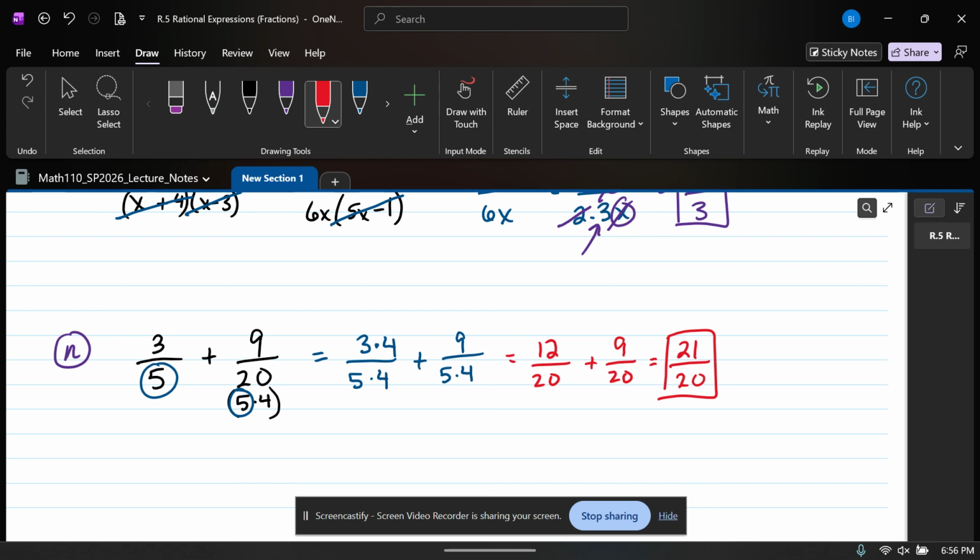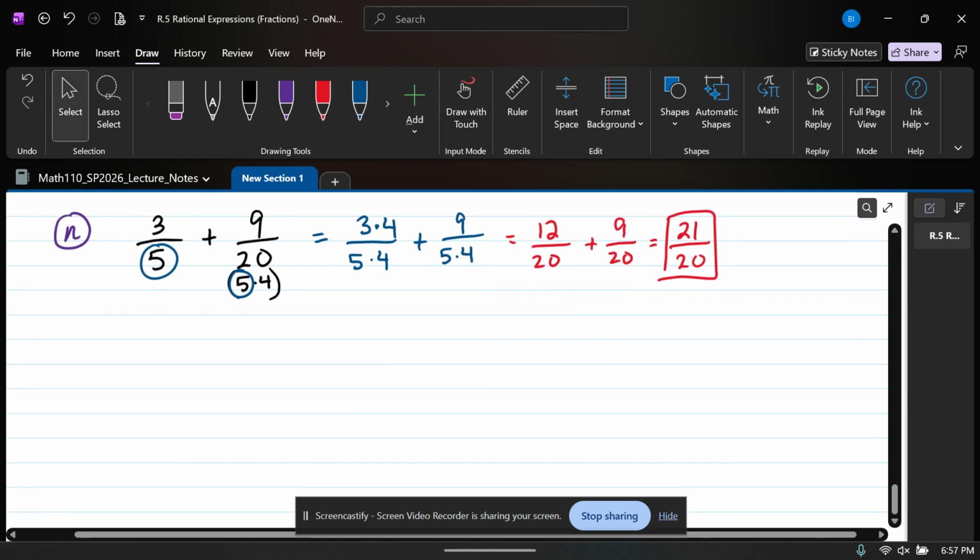And I've got a common denominator between the two, and I've added it together, and then I try to simplify if possible. 21 breaks down to 3 times 7, but 20 is 2 times 2 times 5, and nothing is in common between those two. So that is the simplified version of the answer. If you have something in common already, you don't have to put as much in there. That's kind of where we're going to be headed.